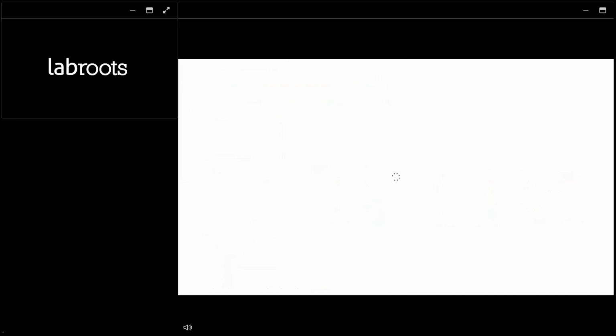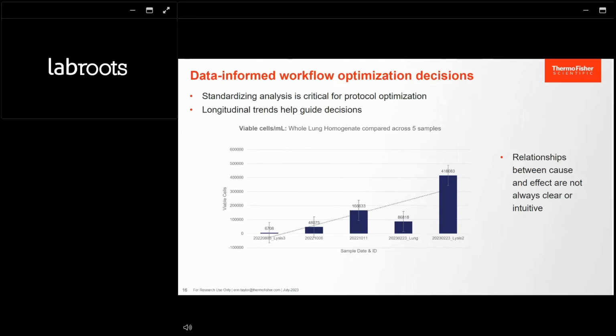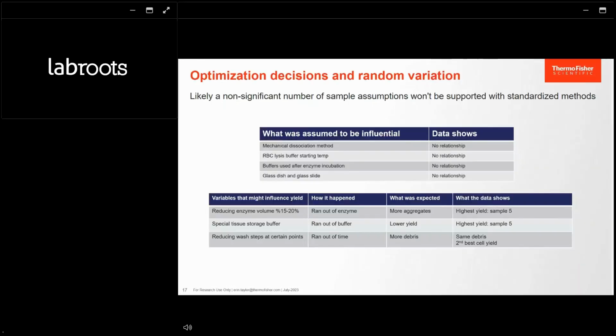And that is where it became clear to me how important standardizing analysis is, especially for protocol optimization. I found that relationships between cause and effect are not always clear and intuitive. I believed I was making data-informed workflow optimization decisions, but the things that I based those decisions on simply are not reflected in this data. So let me go over that a little bit more. I think a lot of those, quote unquote, data-driven optimization choices were actually made on random variation.